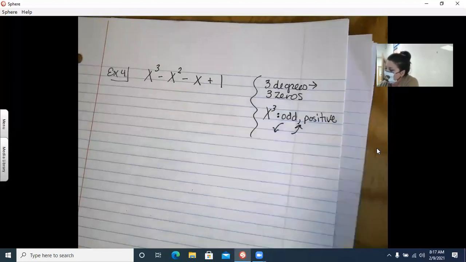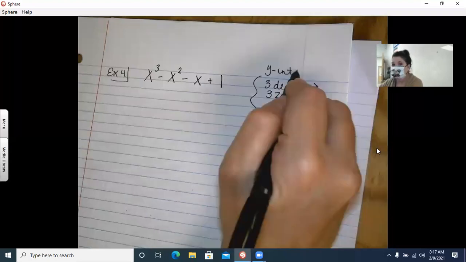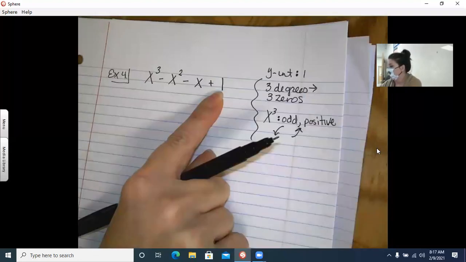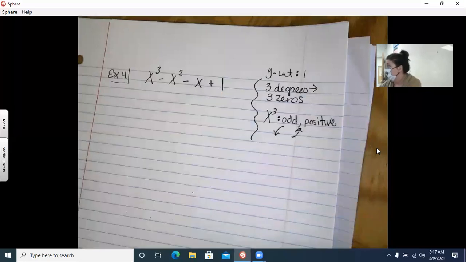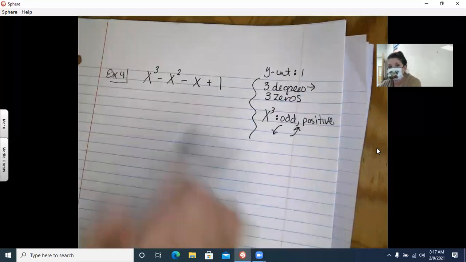And hey, what is the y-intercept going to be? Positive 1, because my constant is positive 1. So I know a lot about the graph, but I really need to know the x-intercepts. Okay, I don't want to just make those up. So that's why we do the factor by grouping. So group my first 2 terms together, group my second 2 terms together.